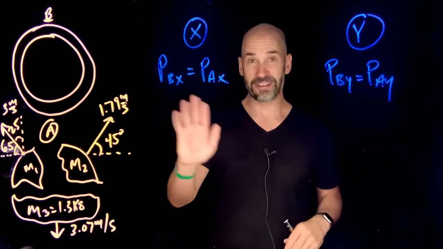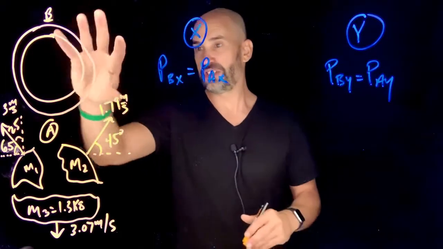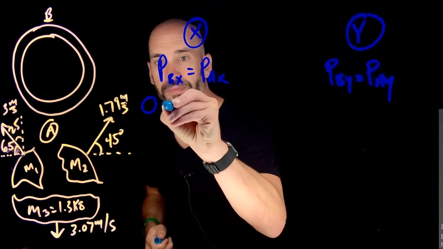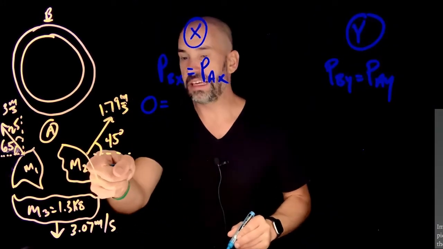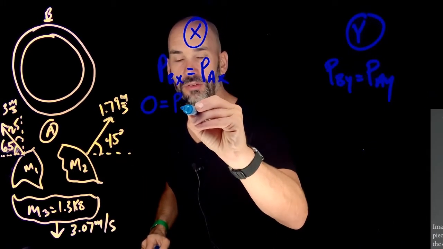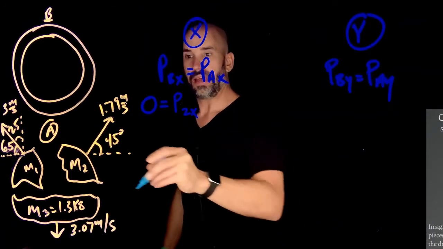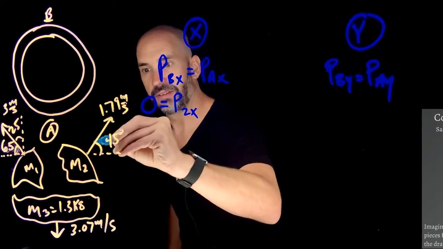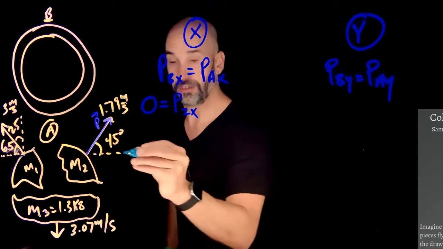So here's the deal. What is the momentum before in the X direction? Well, it's just a plate that's sitting there, so the momentum before must be 0. And what is the momentum after? Well, we have the X component of M2, which I'm going to call P2X. Remember, if the velocity is here, then this is the direction of the momentum vector. The direction of the momentum vector is always in the direction of velocity, in the direction of the motion.